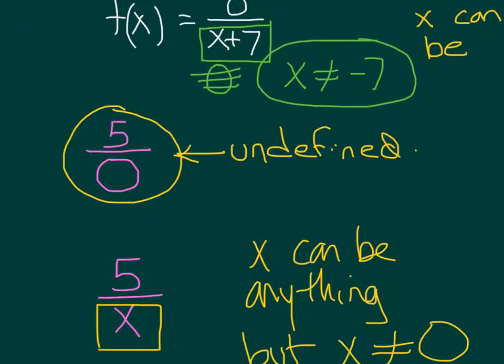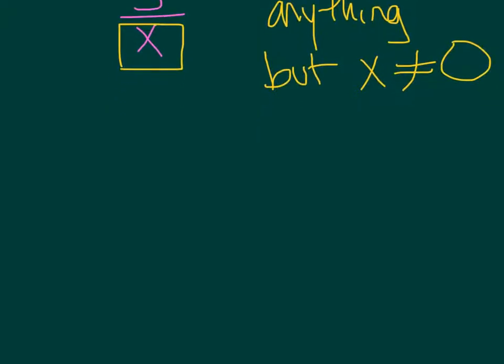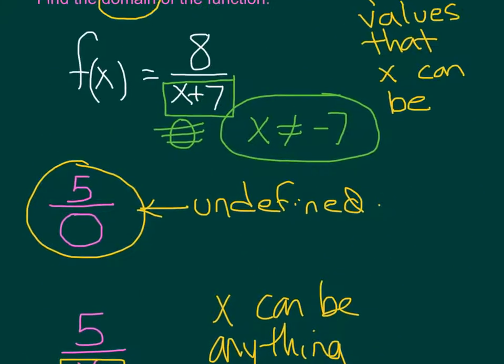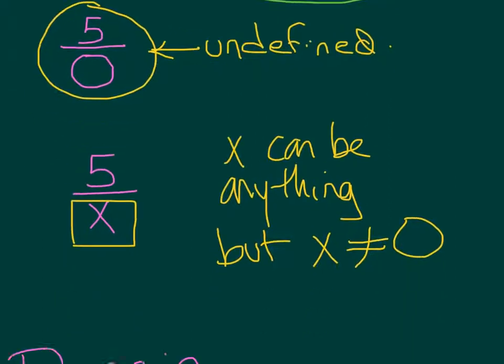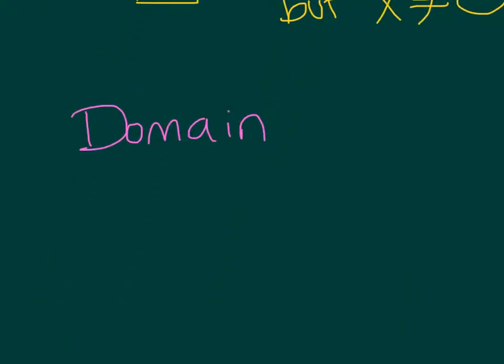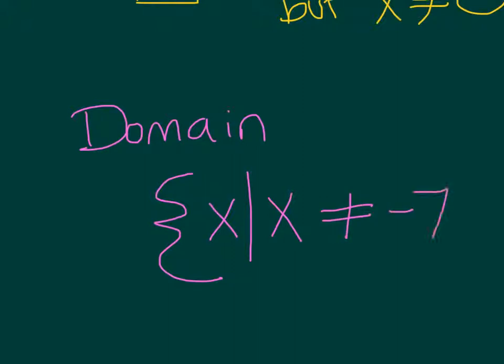So if we're writing that in terms of the domain, we're saying, again, x can be anything, but x cannot be negative 7. The way that we write that is we use set notation: x such that x is not equal to negative 7. So x can be anything as long as it's not negative 7. That's going to be our answer in that case.